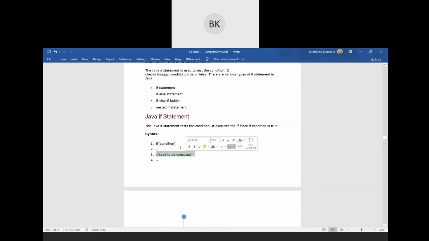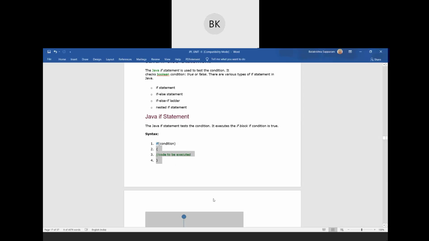If the condition is true, this block of statements is executed; it is dependent on this condition. If the condition is true, the block of statements is executed, otherwise skip this block. These statements are not executed, the block is not executed.